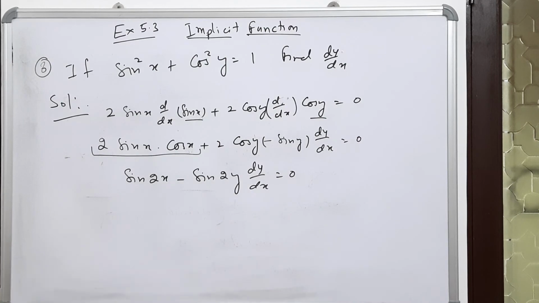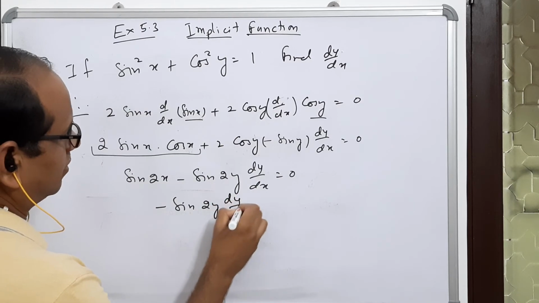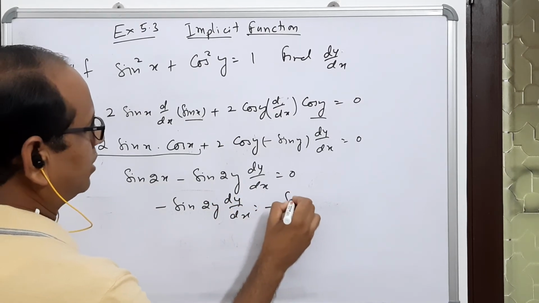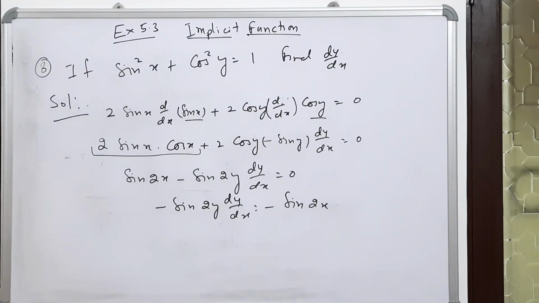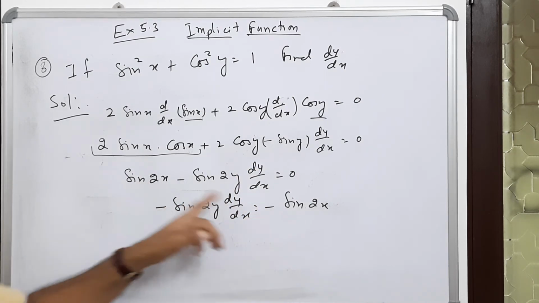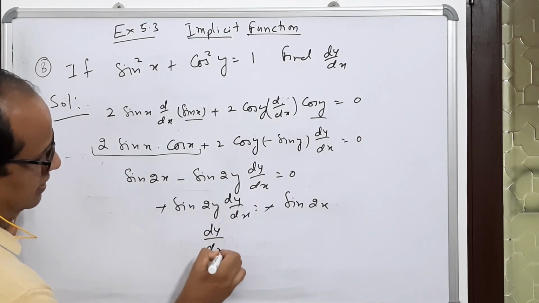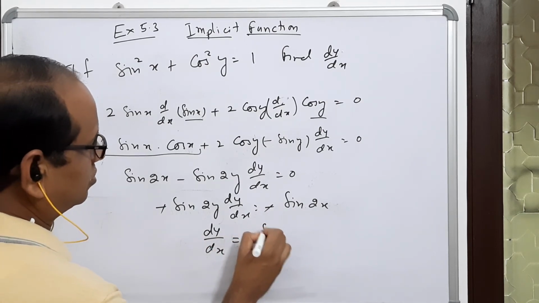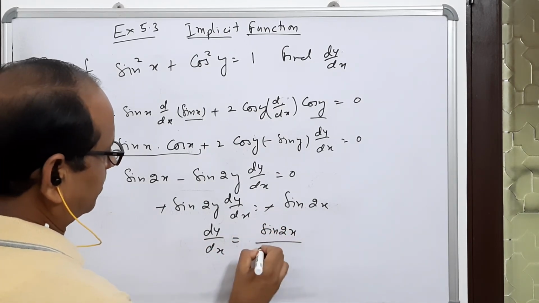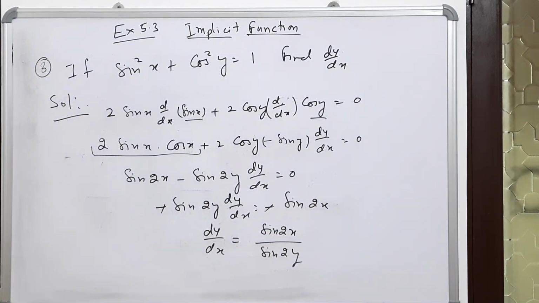Now take the term which is not having dy by dx at the right hand side. So minus sin 2y dy by dx equals minus sin 2x. Please see this part. This term I have transferred that side. This is minus sin 2y dy by dx equals to minus sin 2x, and this minus and minus cancelled here. And the final answer is dy by dx equals to sin 2x upon sin 2y. So in this way we can find the value of dy by dx.